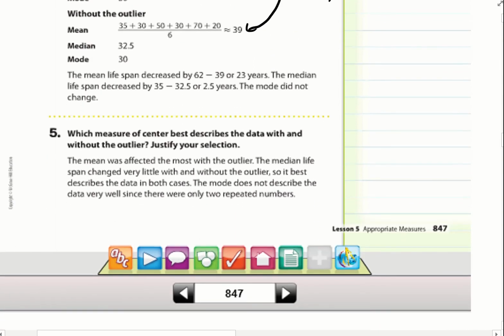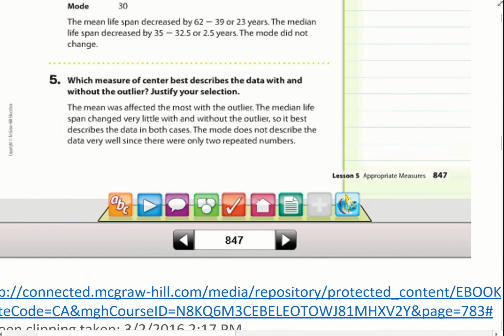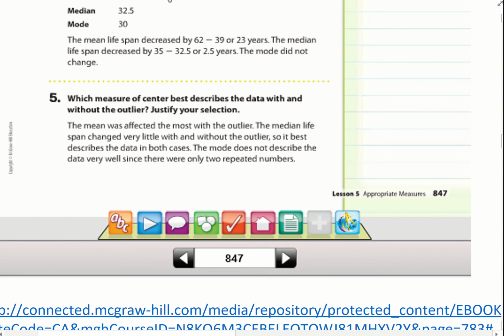So example 5. Which measure of center best describes the data with and without an outlier? Justify your selection. So the mean was affected the most with the outlier. The median lifespan changed very little with and without the outlier, so it best describes the data in both cases. The mode does not describe the data very well since there are only 2 repeated numbers.